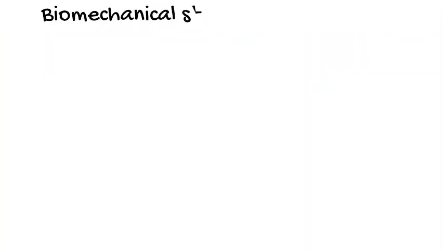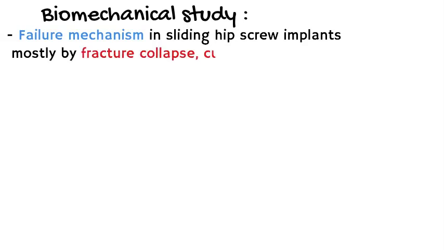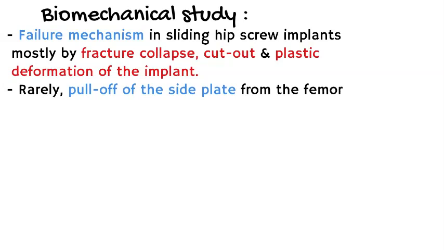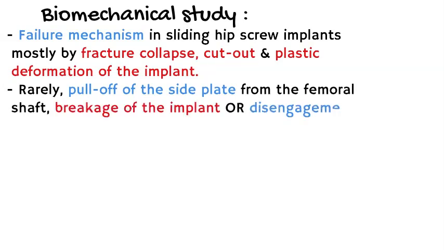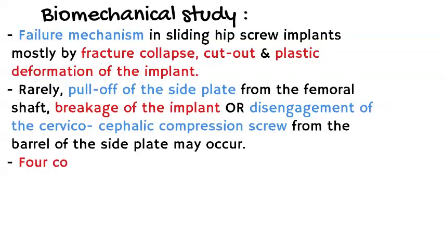Lastly, regarding the biomechanical study, failure mechanism in sliding hip screw implants is mostly by fracture collapse, cut out and plastic deformation of the implant. Rarely, pull off of the side plate from the femoral shaft, breakage of the implant, or disengagement of the cervicocephalic compression screw from the barrel of the side plate may occur.